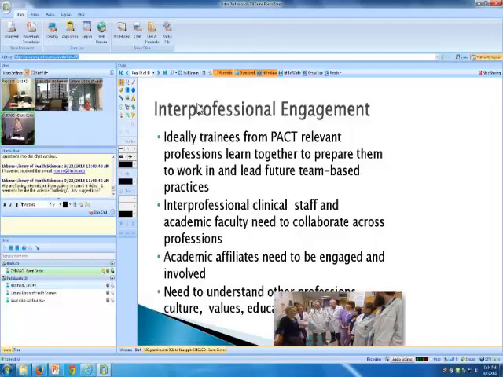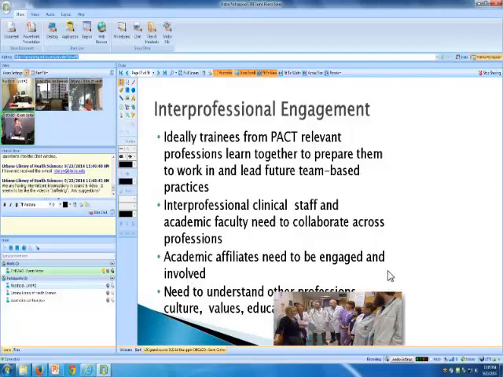So what we have learned over these now going on 4 years is that the trainees who will be delivering primary care need to learn and work together to be prepared. Kind of a no-brainer. Interprofessional clinical staff and the academic faculty need to collaborate across professions, and that's been a little bit difficult, especially for our clinic nurse case manager. They're not used to having all these trainees. They're not used to precepting, and we really want to get them all engaged.